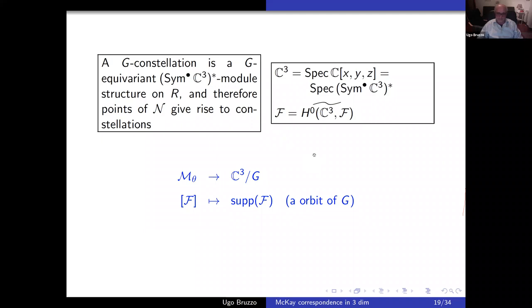And so we have this space. In particular, this space has a map to, I claim, to be proved, of course, I'm not doing it here, that this is a moduli space of stable G-constellations on C^3. And there's a natural map to C^3/G, which simply sends a G-constellation to its support, which is a G-invariant set, actually an orbit of G. And therefore, since C^3/G is the space of orbits, you have a map from M_theta to C^3/G. Okay, and for this, we might hope that M_theta is a resolution of singularities of C^3/G.